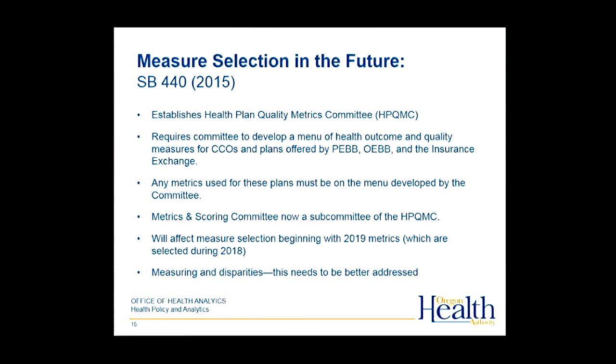There's a number of reasons why that hasn't been as developed as it could be at this point in terms of putting incentives for a really wide array of CCOs that cover a lot of different populations and geographic areas. But this adds an extra layer into it in that the Health Plan Quality Metrics Committee would basically have to have signed off and put on their menu of measures anything that might be disparity related so that the Metrics and Scoring Committee could pick it. We'll see how all that ends up going.